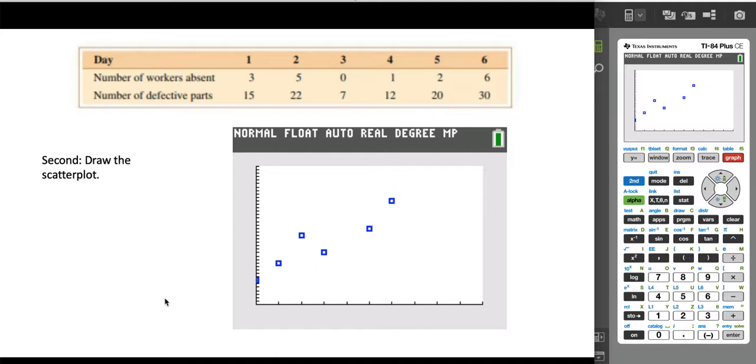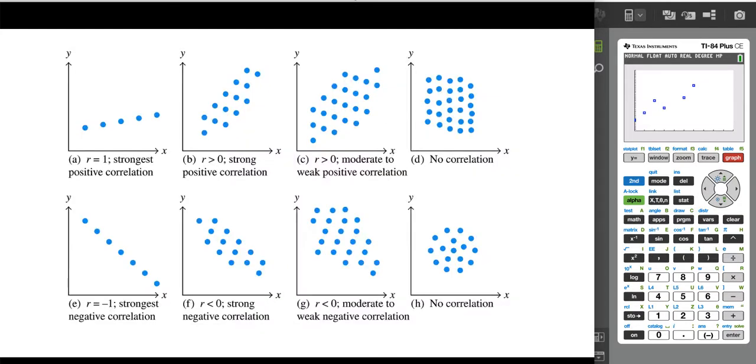All right, so do we feel like those are correlated? Let me give you an example. Here are some examples of correlation. This is the strongest positive correlation, because if we were to draw a line through these dots, we could draw a straight line that would go through and touch every one of these dots. So this has the strongest positive correlation.